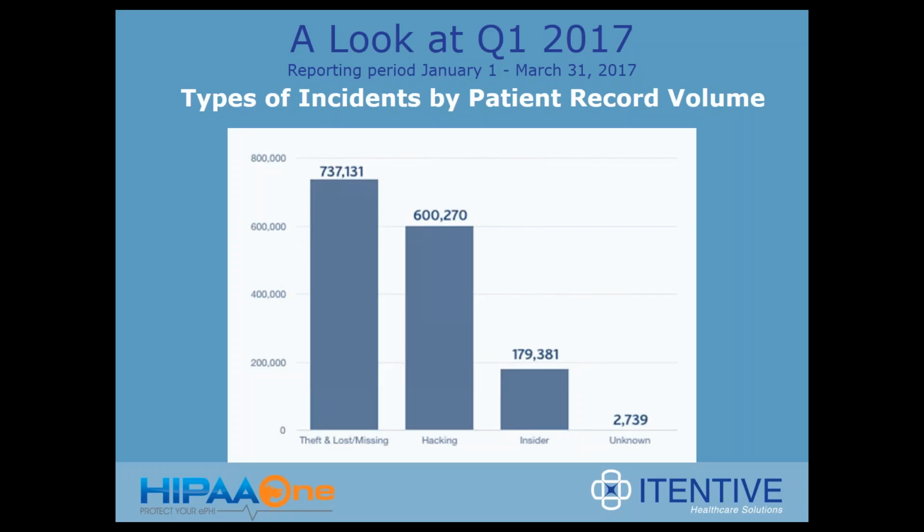Fast forward to today. This is the first quarter of 2017. These numbers were released, and theft, loss, missing, that number does not include improper disposal, is actually high. It's still the highest reason, but with hacking incidents, even though the number of incidents is increasing, the number of individuals involved is much, much closer. So I think what we're going to see is hacking and IT incidents are going to be very high.